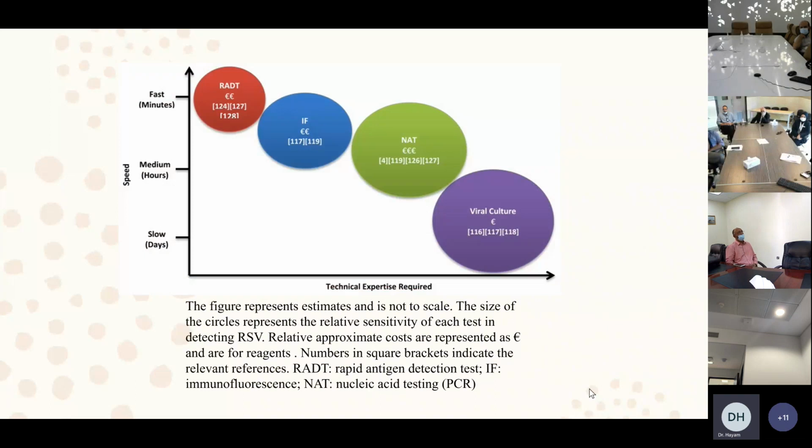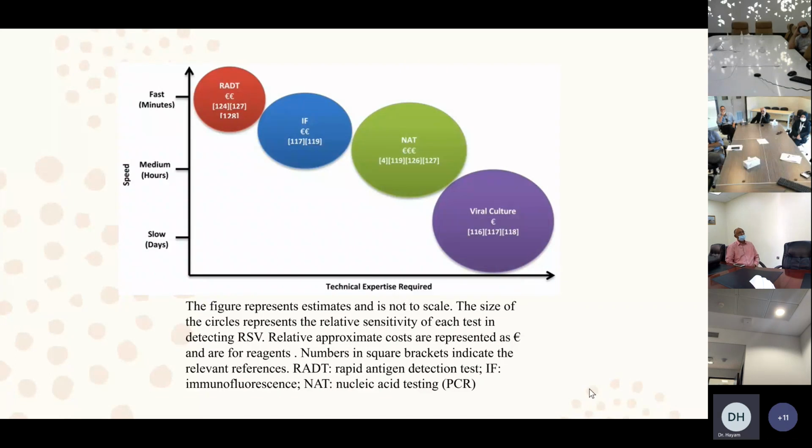This figure is not to scale, but what you have to understand is that the bigger the circle, the more accurate the test. The numbers down here have nothing to do with it; they are from another article. The only thing you have to know is that viral culture is usually the best and the most accurate. But the issue with viral culture is that it is expensive and takes a long time, up to 2 weeks. And they said if you use the monkey kidney cell, it will be faster.